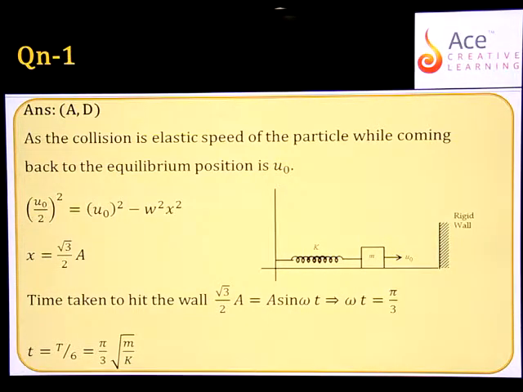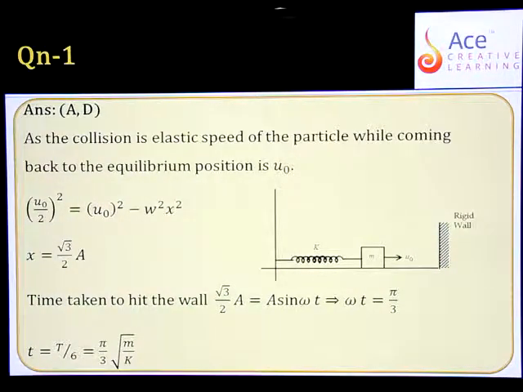The correct options are A and D. As the collision is elastic, energy is conserved, and when it comes back to the equilibrium position, its velocity is definitely u0. And then use the velocity expression, solve for the displacement, we get x is equal to root 3 by 2a. Calculate the time it requires to go from the equilibrium position to the wall, which is at root 3a by 2, and you get the time to be T by 6, which is pi by 3 root m by k.